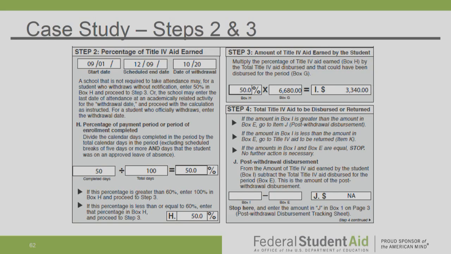Remember that this is the amount of Title IV funds generally that Richard has earned. And in the next slide, we're going to go back and figure out the exact types of funds that are going to be returned. But at this point in the calculation, that's just all the Title IV lumped together. That's the total amount that he has earned. And in this example, he does not have a post-withdrawal disbursement, so we'll move on past that step.